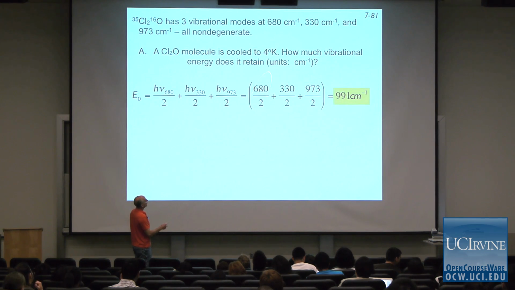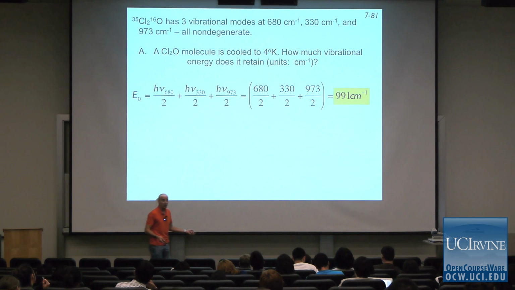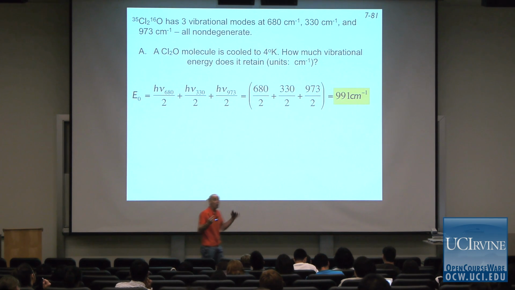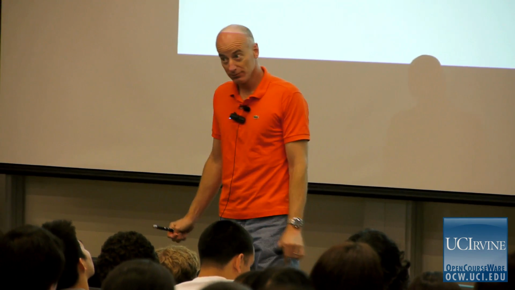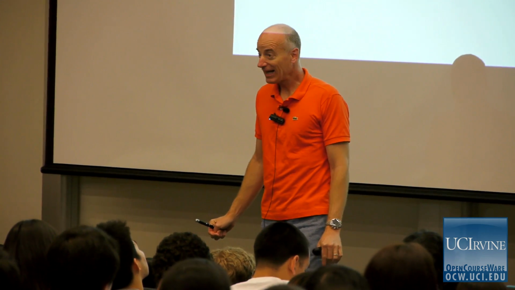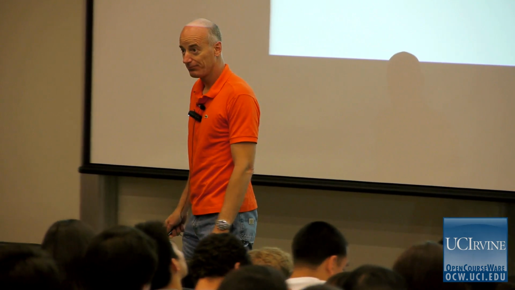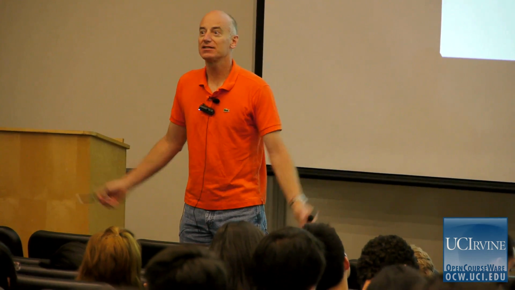So the answer is 0-point energy at 680, 0-point energy at 330, and the 0-point energy at 973. Calculate that, you get 991 wave numbers. It contains 991 wave numbers of energy even at 1 millikelvin. You can't remove that energy from the molecule. Quantum mechanics says you can't do it. And you guys have had 20 weeks of quantum mechanics.